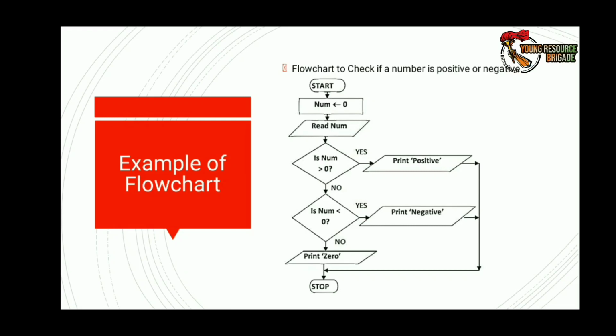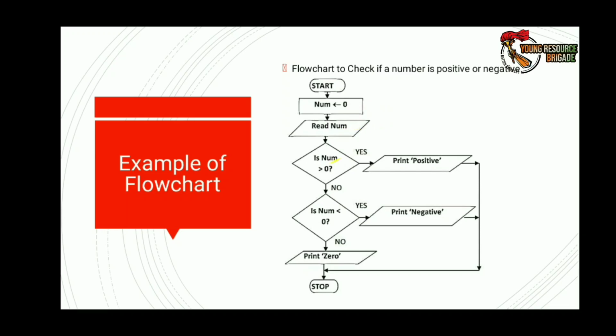First, the start terminal shows the start of the procedure. Then second, take a number from the user, any number: 0, 1, 2, minus 1, minus 2. Take a number from the user. This is a process. Then we read this number as input.